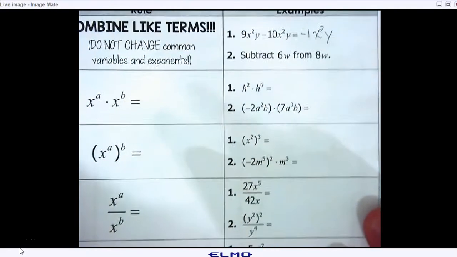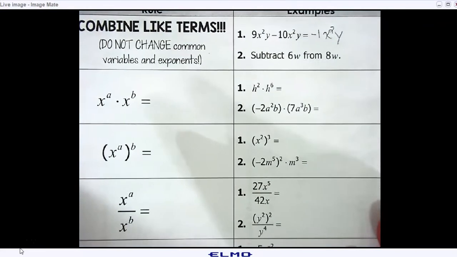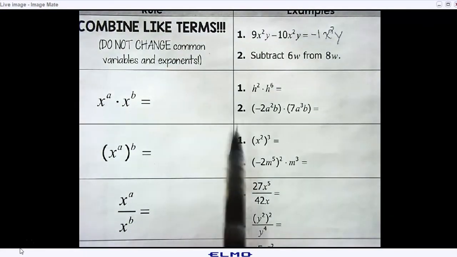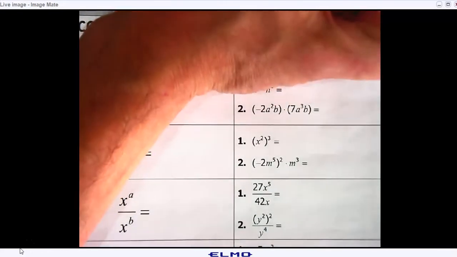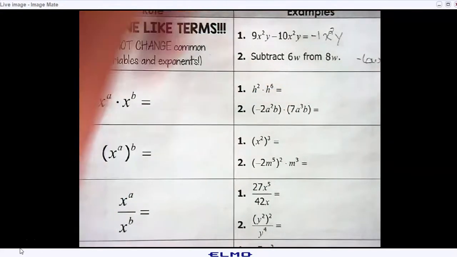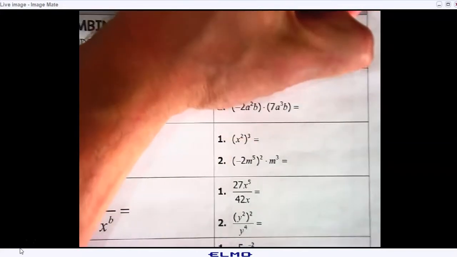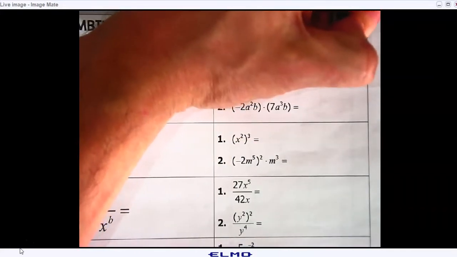All right. And then, for example, another time when we don't worry about the rules of exponents is when we're just combining like terms again. Subtract 6w from 8w. If we're going to subtract 6w's from 8w's, that gives us negative 2w's.